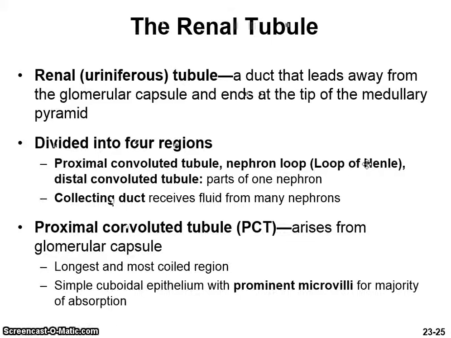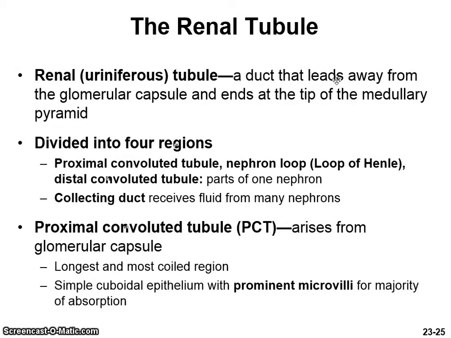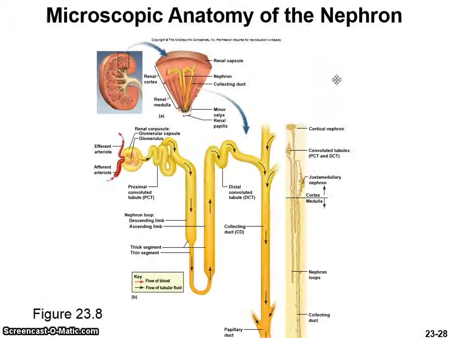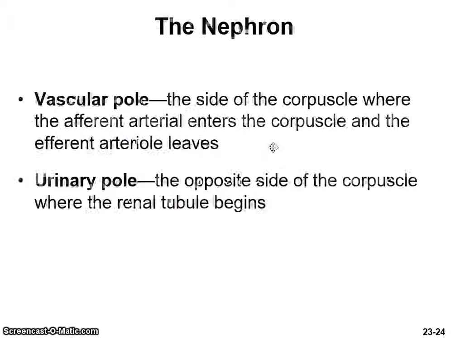So the next part is the renal tubules. The renal tubule is the uriniferous tubule, a duct that leads away from the glomerular capsule and ends at the tip of the medullary pyramid. So the renal tubule is the entire thing. In a few slides, this should be coming up. So this entire thing is going to be the tubule, and it's divided over here.